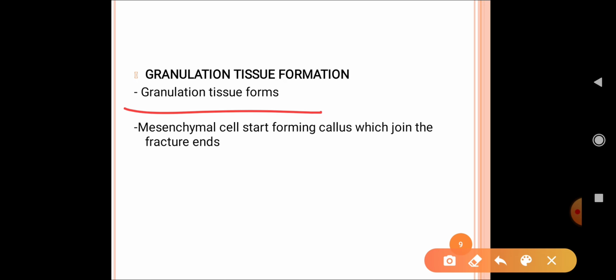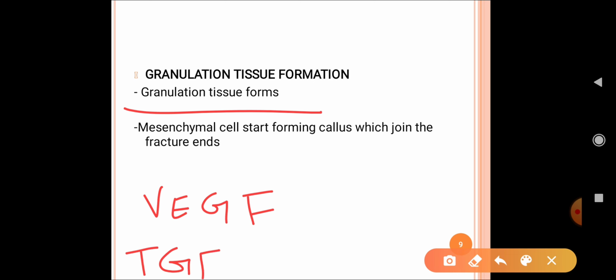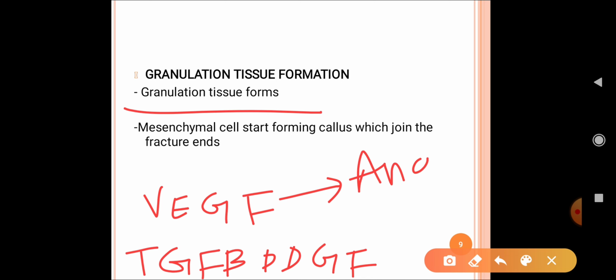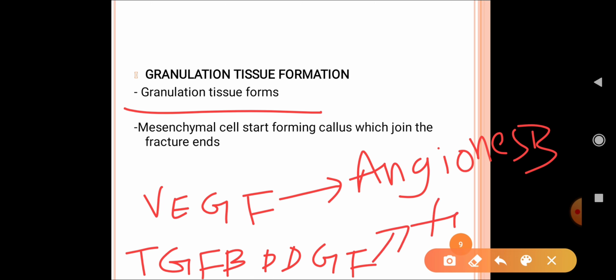If you can remember the video of cutaneous wound healing, the mechanism of cutaneous wound healing, then you might remember that in the chronic inflammation two growth factors are released. Particularly one is vascular endothelial growth factor, and another one is transforming growth factor beta, platelet derived growth factor, right? So this will lead to new blood vessel formation, that is known as angiogenesis, and these growth factors will lead to fibroblast proliferation, that will lead to fibrosis.